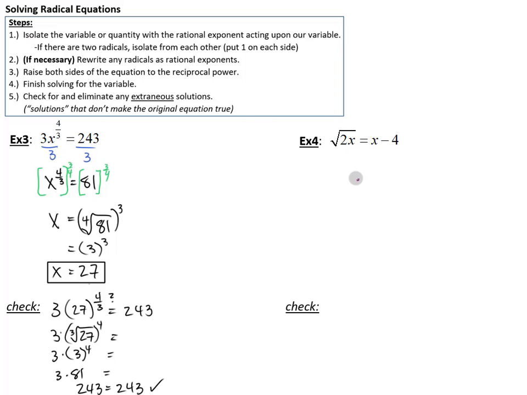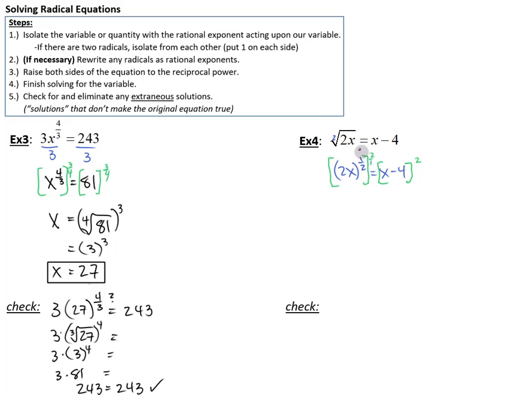Okay, let's try example 4. So I see that we need to isolate this radical that has our variable inside of it. It is already isolated by itself. If it's a radical, it says write it as a fraction exponent. So let's go ahead and do that. 2x to the 1/2 power. Remember, this is like a square root, so it's to the 1/2 power. Okay, now that we've done that, we do need to raise both sides to the reciprocal power, so the 2/1 or the 2nd power.